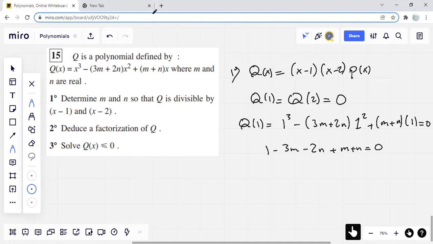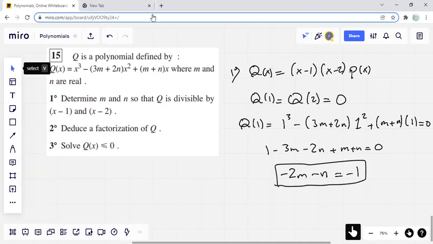Now let's simplify this. Okay, so we have minus 3m plus m. This will be equal to minus 2m. Minus 2n plus n, minus 2 plus 1, this will be equal to minus n. And we have the plus 1 here. We can take it to the other side and we will have minus 1. Okay, so now we got our first equation from q of 1.